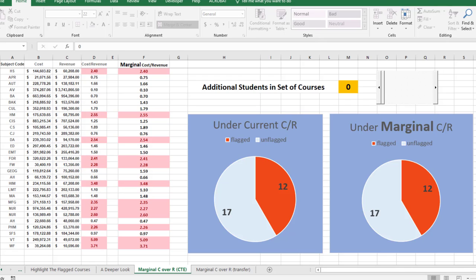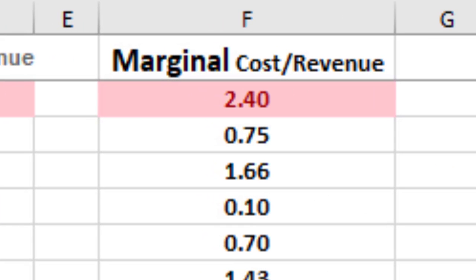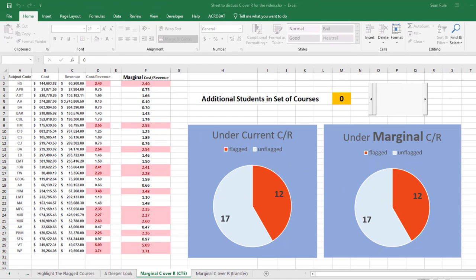You've got the cost of each subject code, the revenue for each subject code, and then the division of those two things. But the new column, F, is kind of fun. I call it marginal cost over revenue. And it answers the question, what would happen to the cost over revenue calculation if we add a student into the set of courses? Now, here are the assumptions I made.